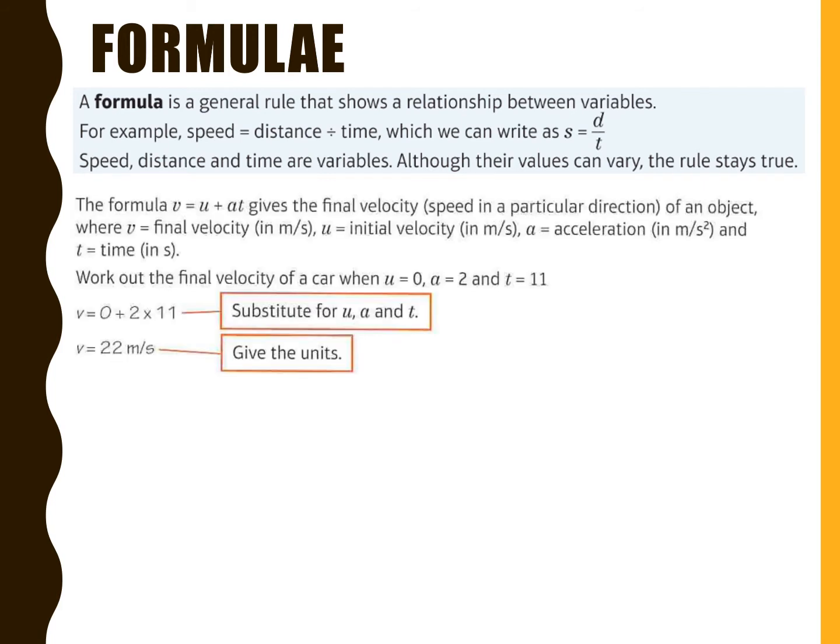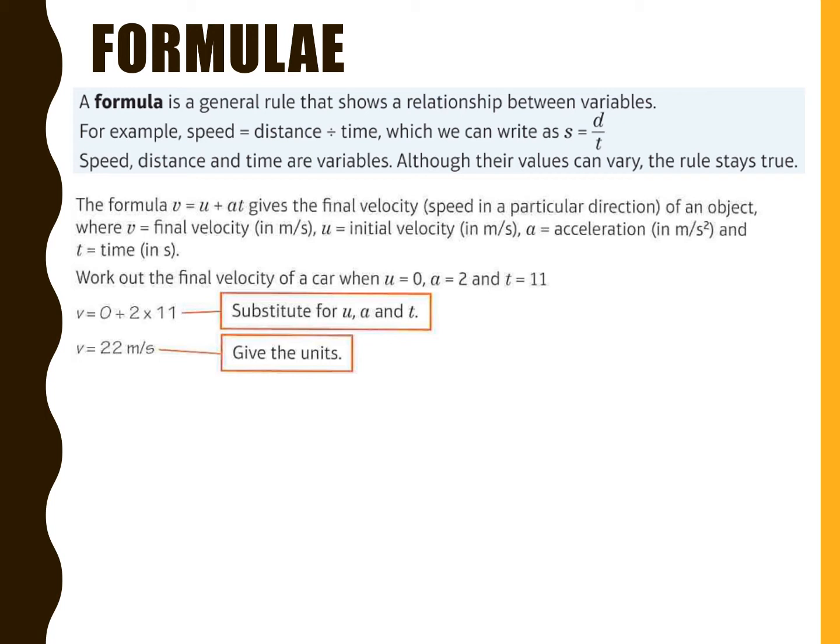So if we have a formula there, v equals u plus at, it gives the final velocity, the speed in a particular direction of an object, in meters per second. v is final velocity, u is initial velocity, a is acceleration, and t is time in seconds. So this is an example that would come mainly in the higher curriculum.